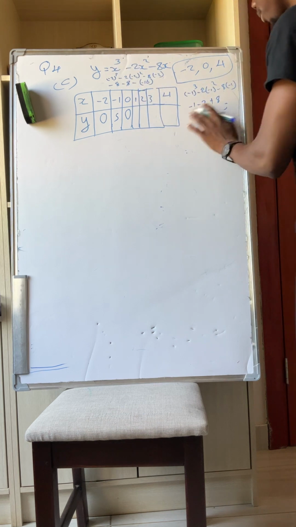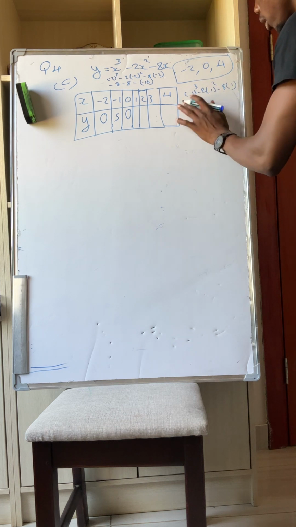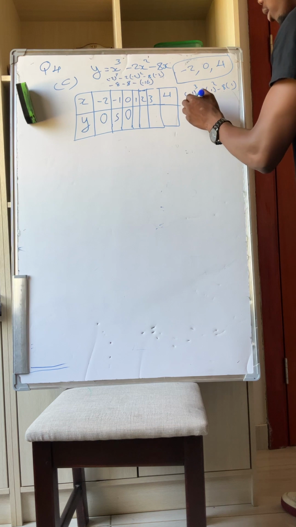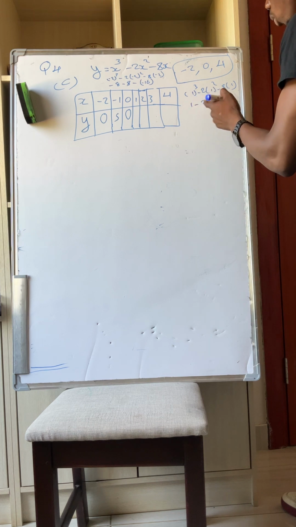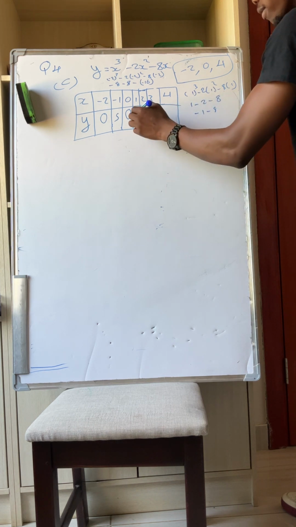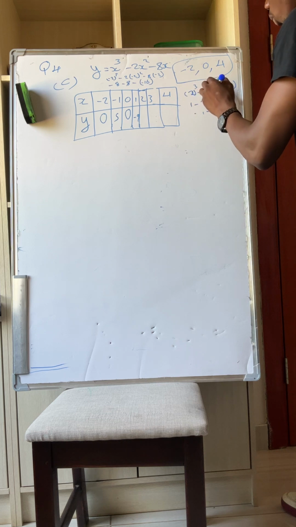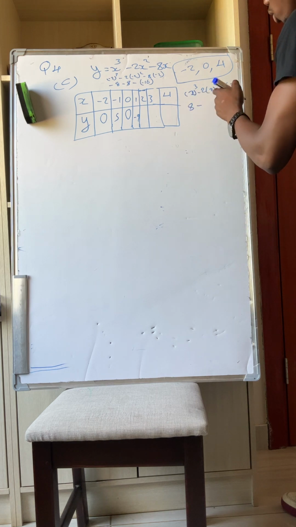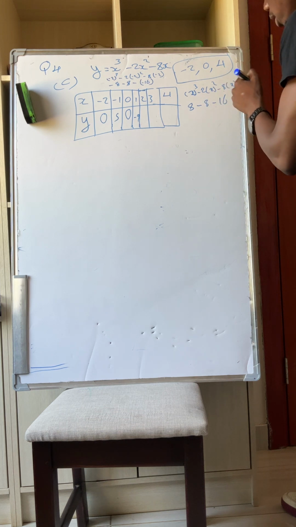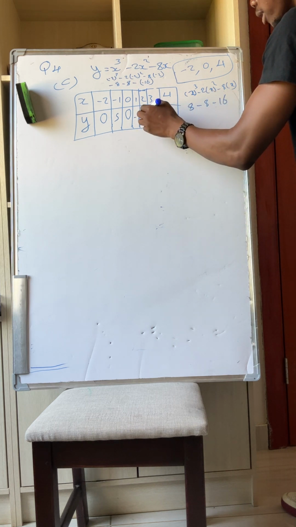If I substitute with 1, it will be 1 minus 2 minus 8. What is 1 minus 2? Negative 1 minus 8, that's negative 9. Then if I put a 2 here, what am I supposed to have? 2 cubed, that's 8, minus 2 squared, 4, times 2, that's 8, minus 16. 8 times 2, that's 16. So 8 minus 8 is 0, so I'm going to have a negative 16 here.